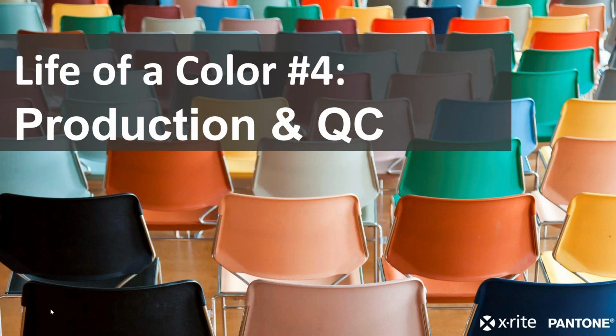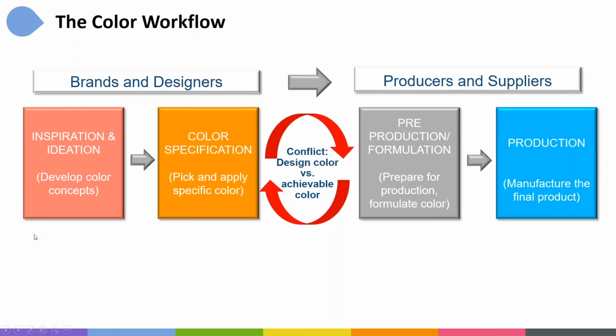Thank you, Robert. So let's dive into the Life of a Color, our fourth and final presentation in this series, talking about production and quality control. If you've been following along through the first three of the four-part series, you've seen this before, the color workflow, really the life of the color. We've been through inspiration and ideation, through color specification, through the conflict of going from specification to pre-production and formulation, being able to validate we can produce the color. Now we're in that last one on the far right, production. We're literally going to manufacture the final product and hopefully provide what our customer needs.